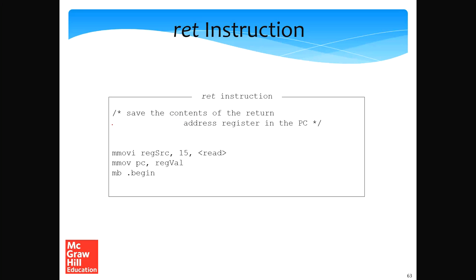Let's next look at the ret instruction, which is nice and simple. What this does is read the return address register number 15 and save its contents in the program counter, the PC. We load 15 into reg source with the mmove immediate instruction, and we simultaneously send the read command on the bus. So we read the register. The data will be available in the micro register reg val, which will contain the return address. This we move to the PC. Once we have done that, we can again jump to the beginning of the preamble and execute the instruction at the return address.